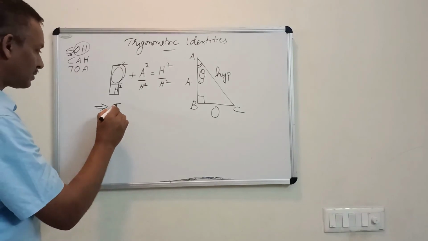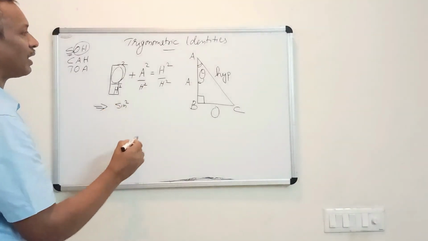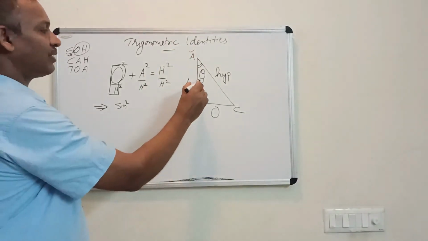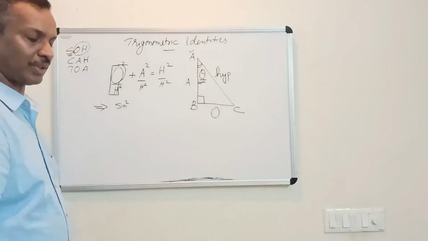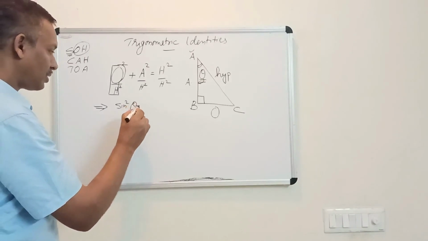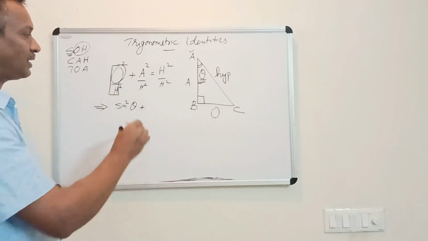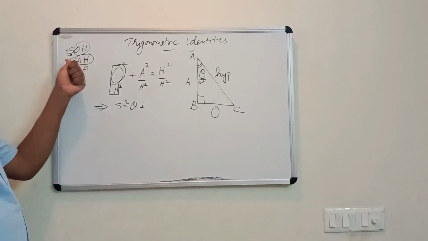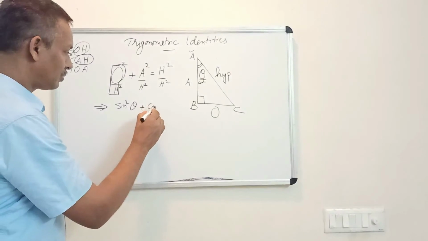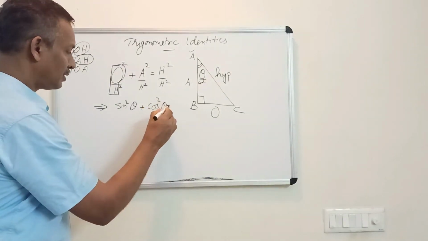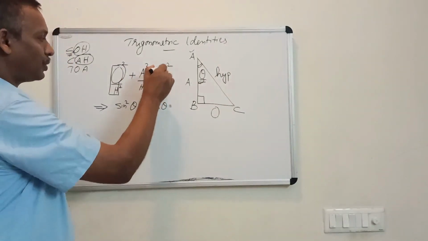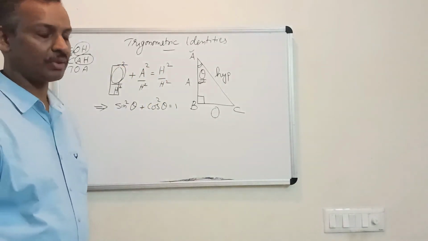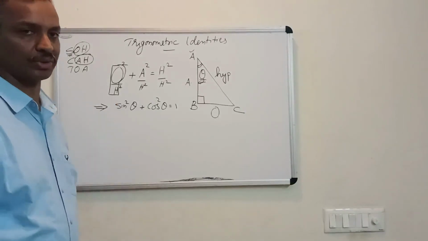So we can write this is sine square and the reference angle. You can either write A or you can write the angle, anyone you can write. Sine square theta plus adjacent by hypotenuse. Adjacent by hypotenuse is called cos. So cos square theta is equal to, here hypotenuse gets cancelled. So this is the first trigonometric identity based on Pythagoras.